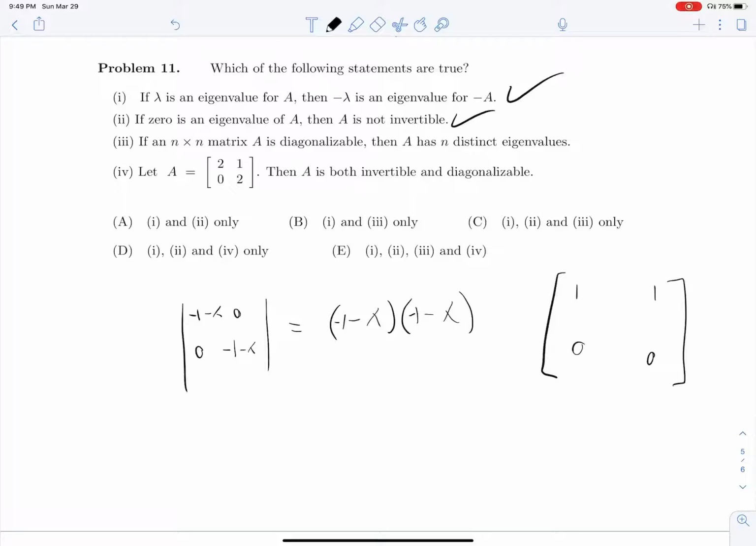Option 3, if an m by n matrix A is diagonalizable, then A has n distinct eigenvalues. This is just a definition. This is something that you should be very aware of.